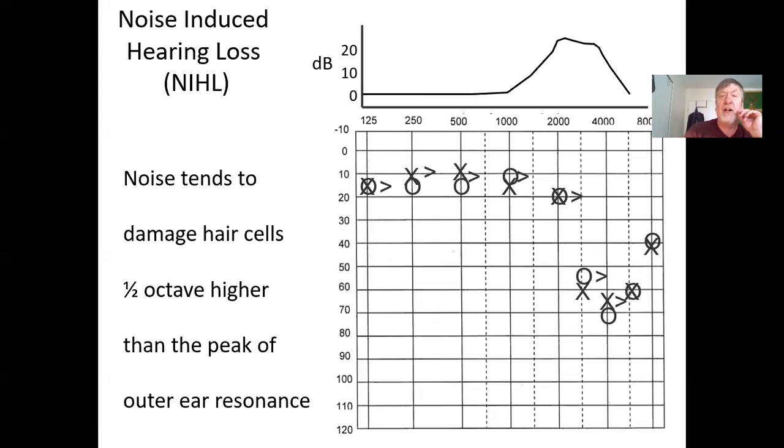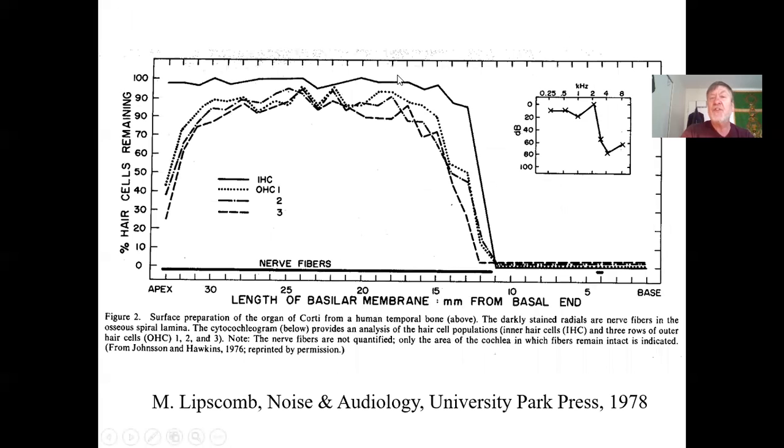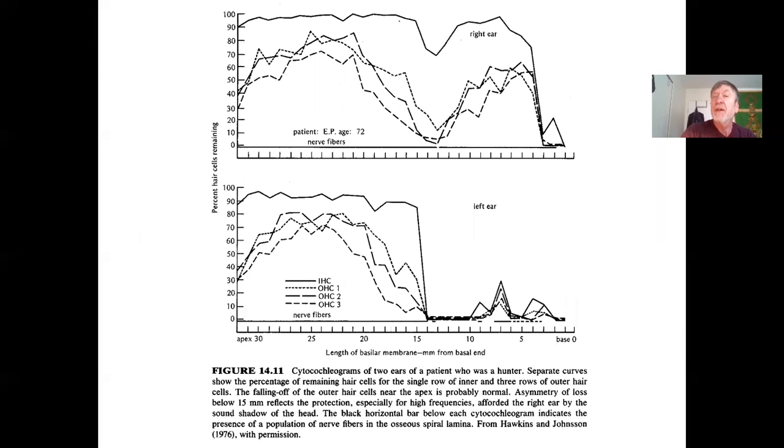So noise-induced loss. The sickening thing about noise-induced loss is that it is preventable. Here are some hair cell counts from a hunter who had high-frequency hearing loss. Here's noise-induced hearing loss. The solid line is the inner hair cell count, and the 3 dotted lines are the 3 outer hair cell row counts. And now look at how they're all living until the high frequencies near the base of the cochlea, now they're gone due to noise.